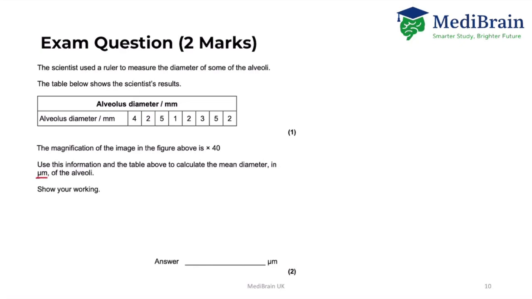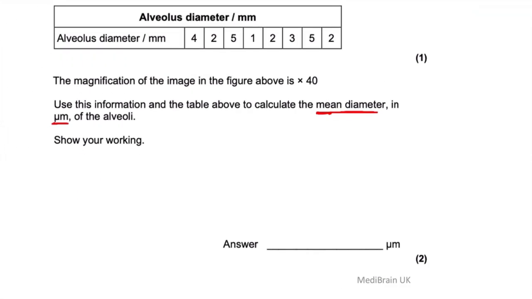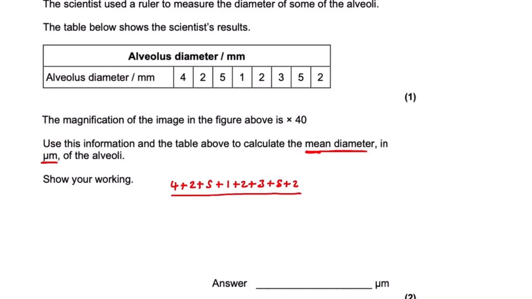So the first thing that we're going to do is, it says the mean diameter. So let's work out the mean first. To work out the mean, all you would do is 4, add 2, add 5, add 1, add 2, add 3, add 5, add 2, and then you would divide that by the number of times we measured the diameter. So 1, 2, 3, 4, 5, 6, 7, 8. We've measured it 8 times, so we're going to divide it by 8, because the mean is when you add them all together and you divide by how many times you've measured.